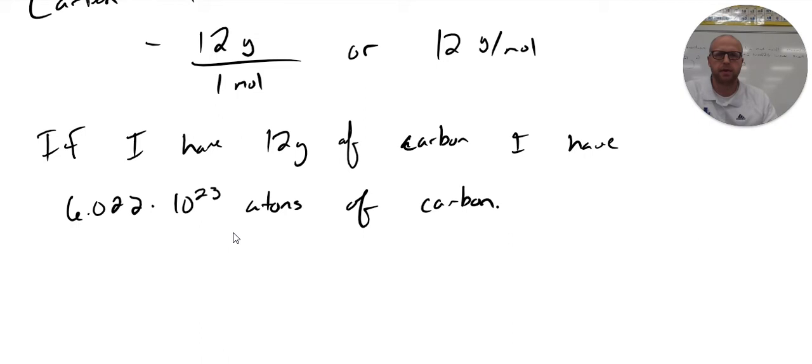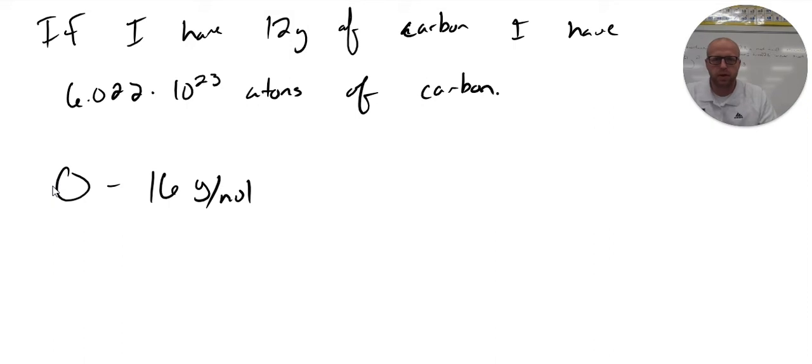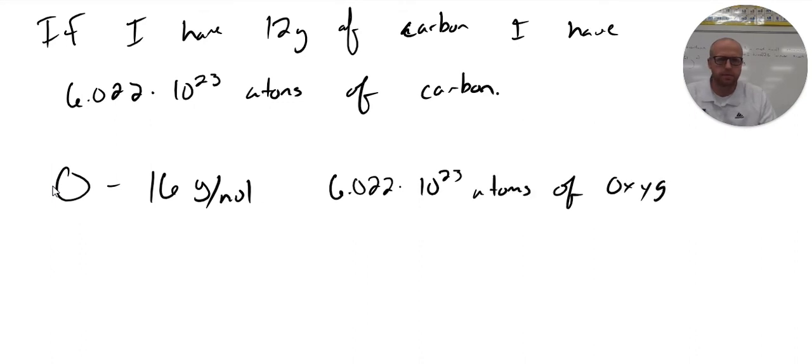So another one, oxygen. If we look on the periodic table, oxygen has a molar mass of 15.999, but I'm going to round to 16, so I'm going to say 16 grams per mole. Or if I have 6.022 times 10 to the 23rd atoms of oxygen, it would weigh, or the mass would be, 16 grams.